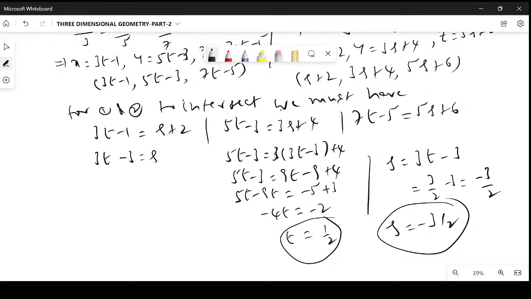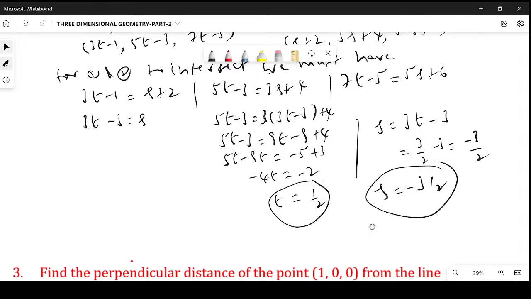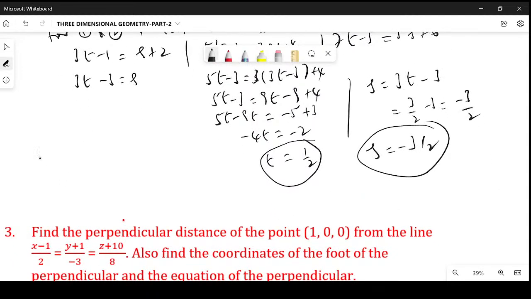Now we can find the points from 1 and 2 by substituting. If we get the same point for these values, then we can say the two lines intersect. So what is the point given here? 3t minus 1, 5t minus 3 and 7t minus 5. Substitute t equal to 1 by 2 in line 1. In line 1, any point I have taken. So 3t minus 1, substitute: 3 by 2 minus 1.